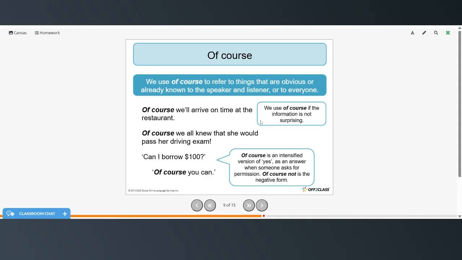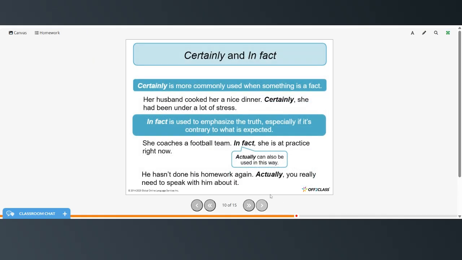We use of course if the information is not surprising. Of course we all knew that she would pass her driving exam. Can I borrow $100? Of course you can. Of course is an intensified version of yes as an answer when someone asks for permission. Of course not is the negative form.